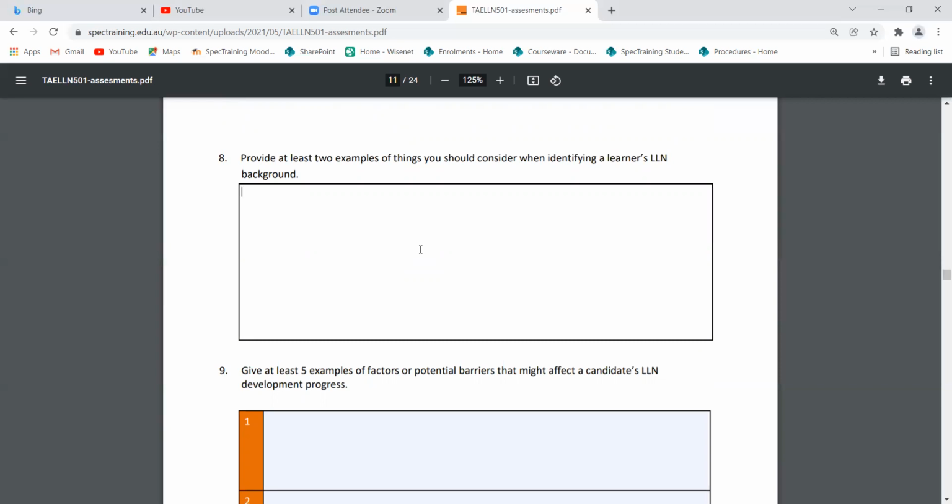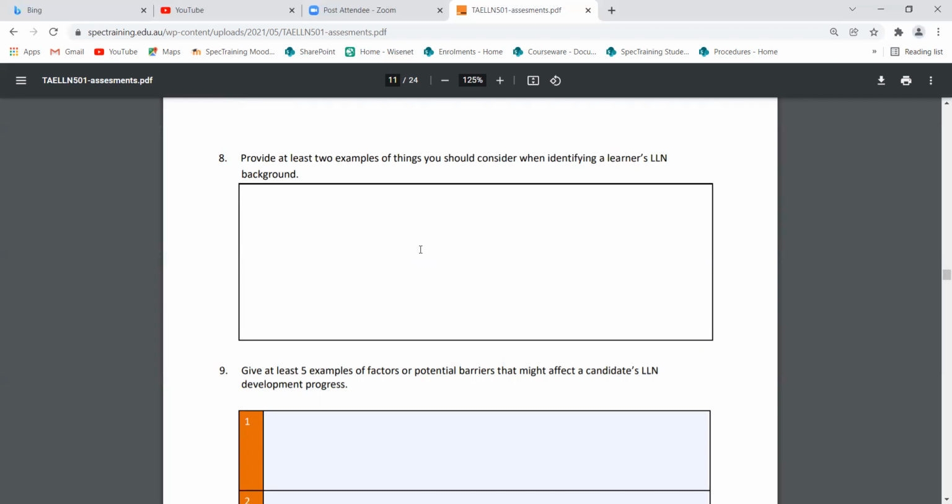What I mean by that is the oral communication, for example. Maybe they come from a culture that is quite shy, and oral communication is not a big part of how they communicate or how often they speak up, those kinds of things. So if I was going to attack this question, provide at least 2 examples of things you should consider.